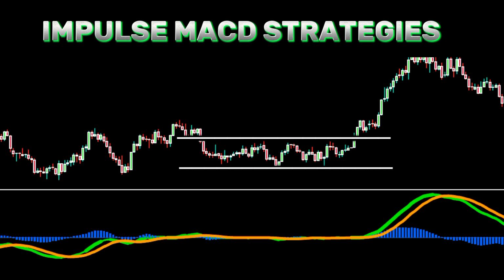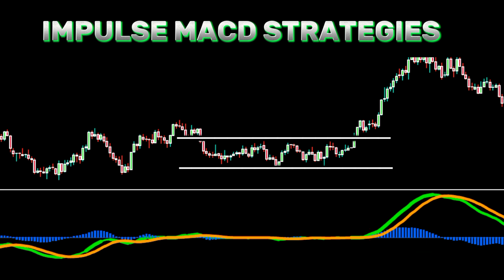Now, once you have identified the ranging market, the next step is predicting the direction of the breakout, if it will happen to the upside or the downside. The way you know this is by looking for the signs of rising momentum, as shown by the histogram. Now, let's look at an example of that here.